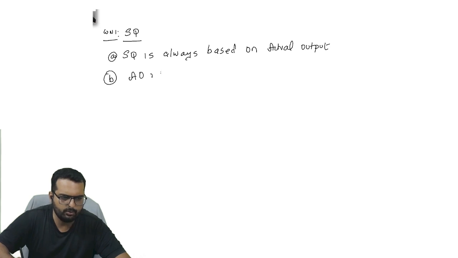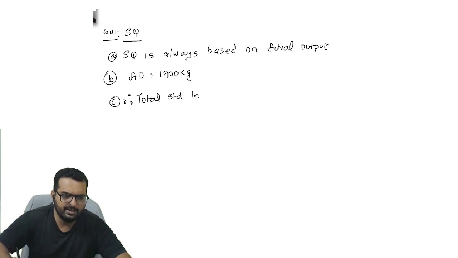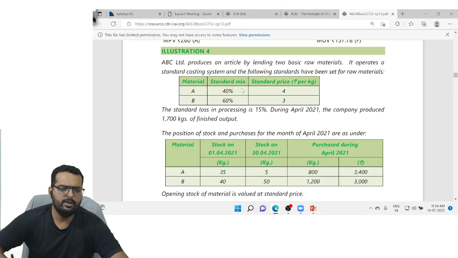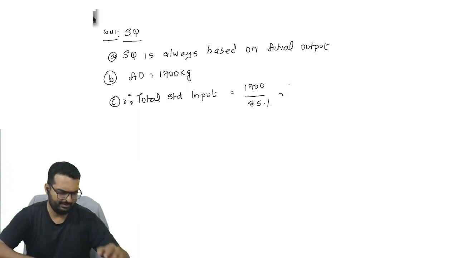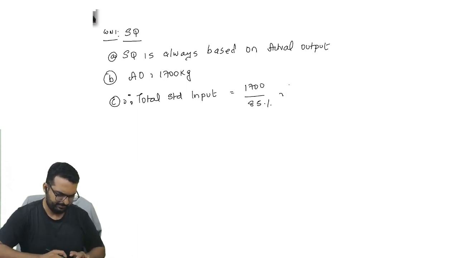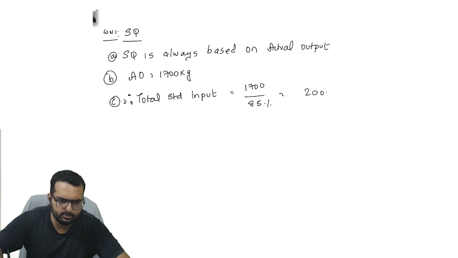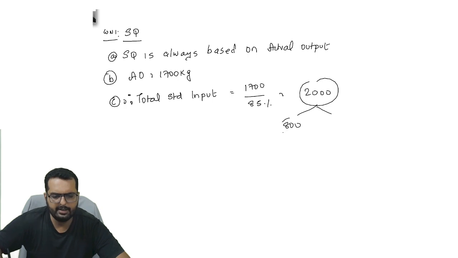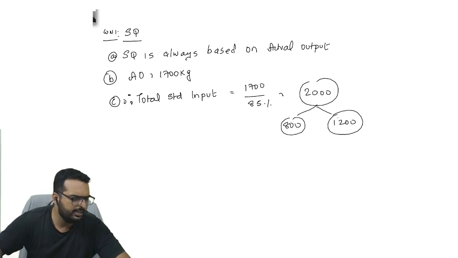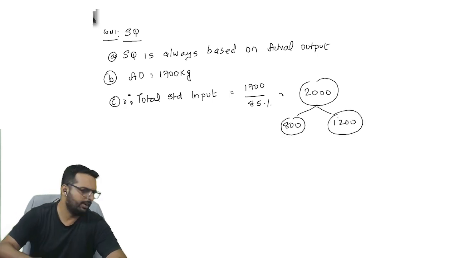Then I'll write down point number B. Actual output, how much is that? 1700 kg. Therefore, total standard input will turn out to be how much, friends? Total standard input will be 1700 divided by 85%. How much is that turning out to be? Do you get the answer as 2000? Then this 2000 will split up in what ratio? 800 and 1200. Let everyone finish writing this, friends.